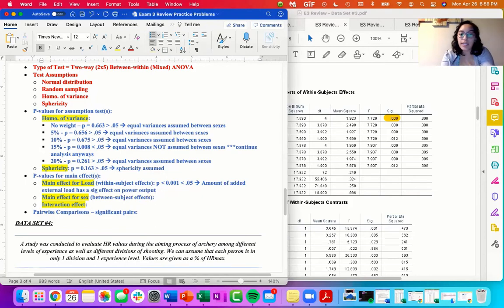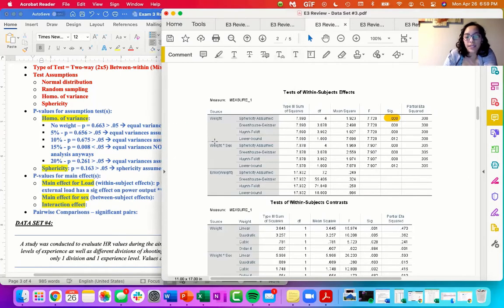And then because we had a significant effect, this means we need to look at pairwise comparisons for load. Okay. And then while we have it here, we also can see the interaction effect. Again, you're going to assume sphericity for interactions.